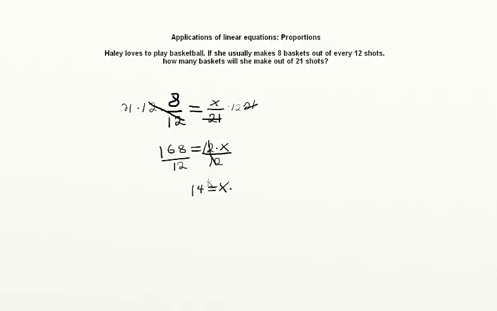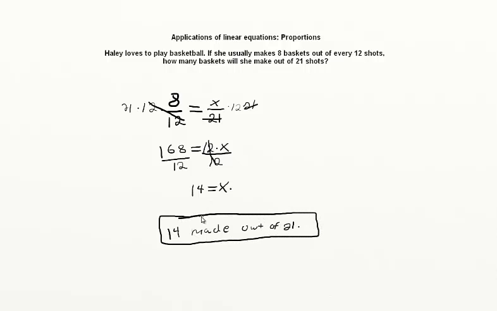So, how many baskets will she make out of 21 shots? Well, that's what we replaced with x, but now we know that x is 14. So, we have 14 made out of 21 shots. And that's your answer. And we'll be discussing one more problem as well.